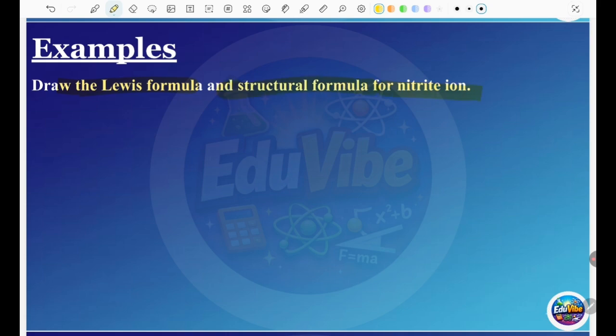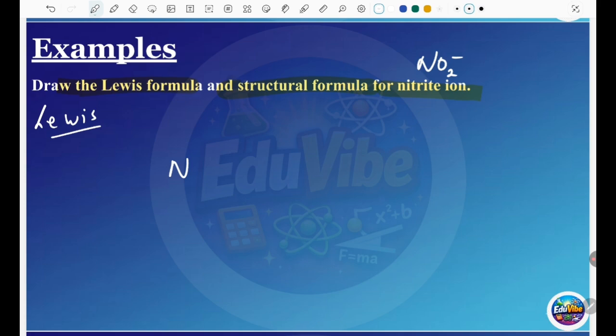So what is nitrite? Nitrite is a polyatomic ion. It has NO2 negative, or we can say it has one negative charge. So this is NO2 negative. First we have to make the Lewis one. This is a slightly different aspect we follow, but everything remains the same. Firstly we have an N. We have N in the center and we have two O's now.